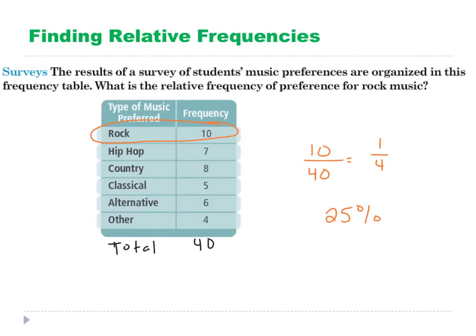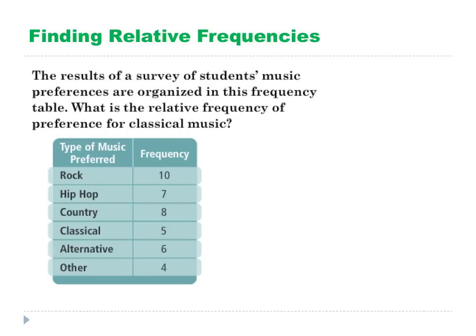All right, on this here, we have another example with the same table. Now we are asking the relative frequency of preference for classical music. So why don't you go ahead and pause this video and figure this one out, and then come back and hit play after you get it. All right, hopefully you figured this one out on your own and you got that 5 out of 40 or 1 out of 8 is our relative frequency for classical, which is 12.5%.